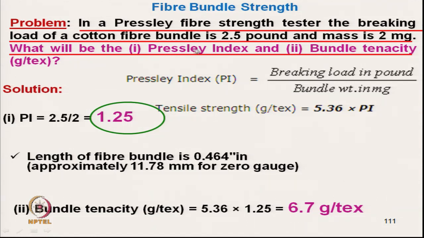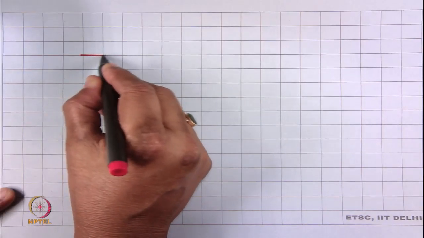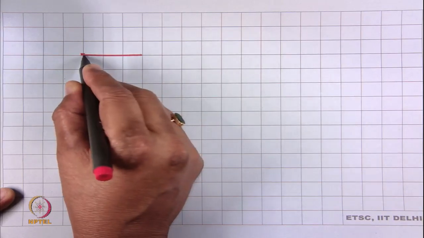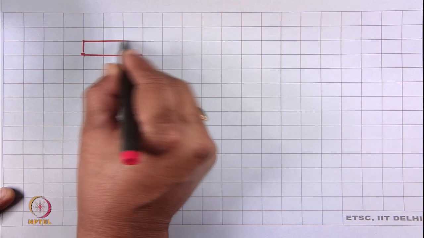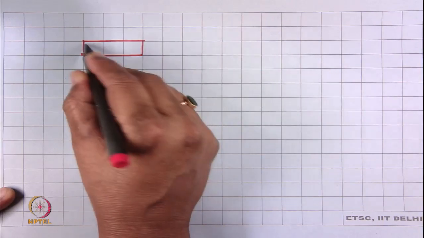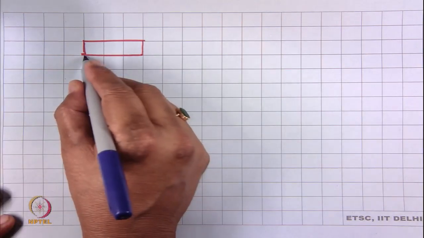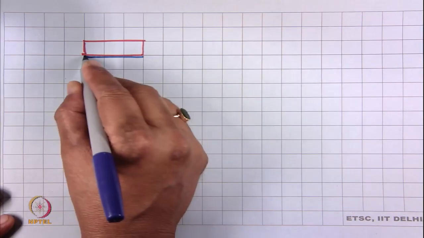So, bundle strength, and this value is for 0 gauge length. Okay. So, what is the 0 gauge length here? We must know the concept of 0 gauge length here. So, if we see the Pressley tester, this is the jaw, one jaw, another jaw is this one.